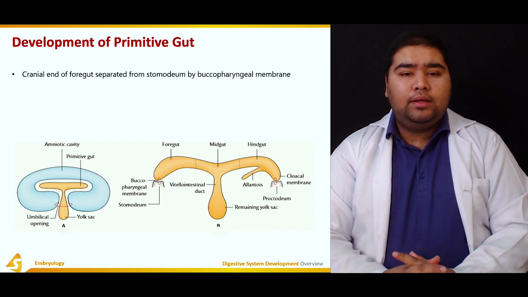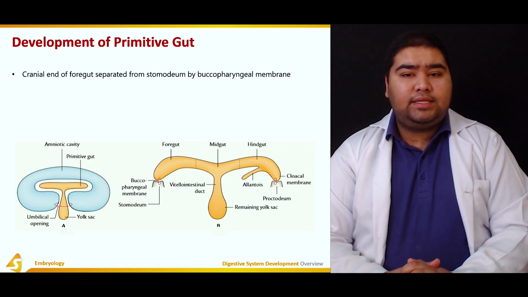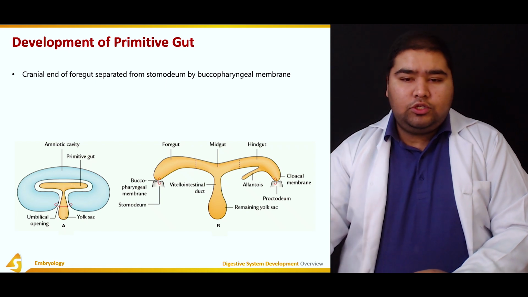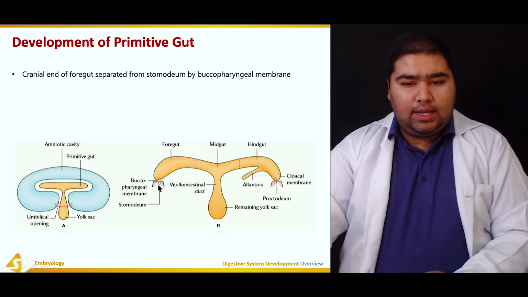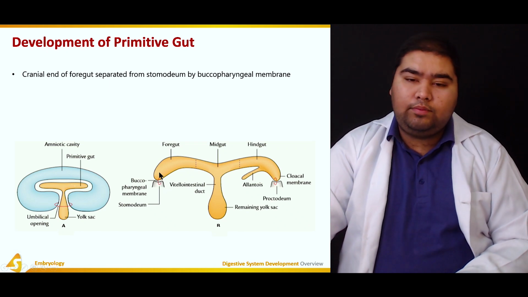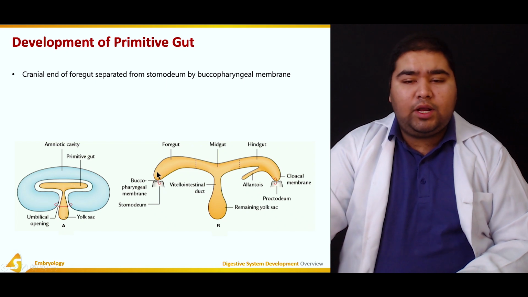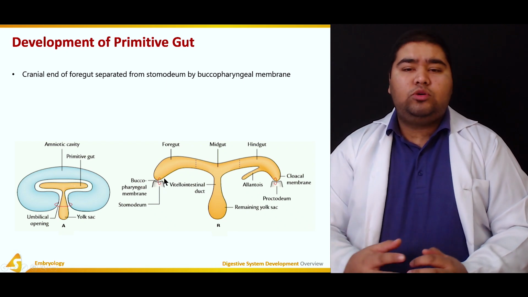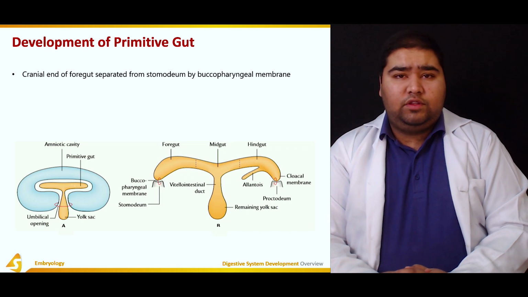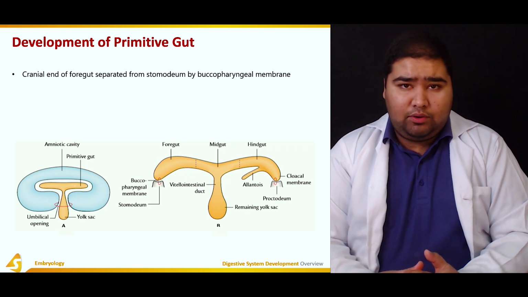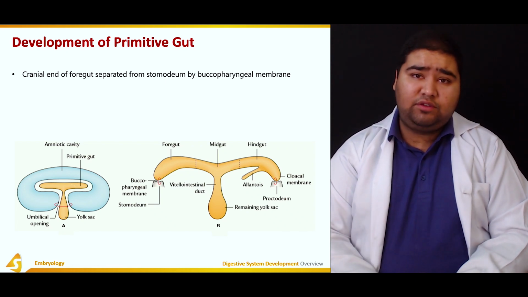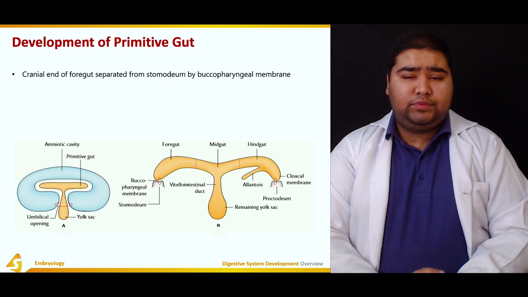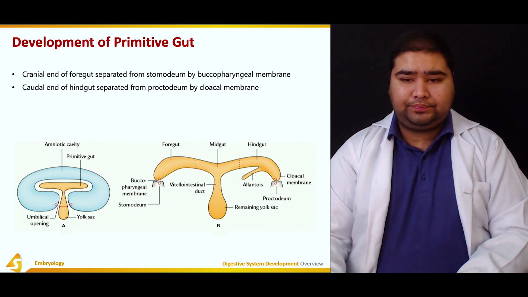So, moving on, the cranial end of the foregut is separated from the stomodeum by the buccopharyngeal membrane. If you see in this figure, this is the stomodeum in gray, and it is separated from the foregut by the buccopharyngeal membrane. Stomodeum is the site of formation of the future oral cavity or mouth. So initially, this mouth is being separated from the foregut by the buccopharyngeal membrane.